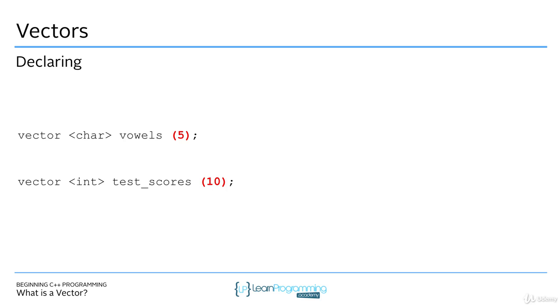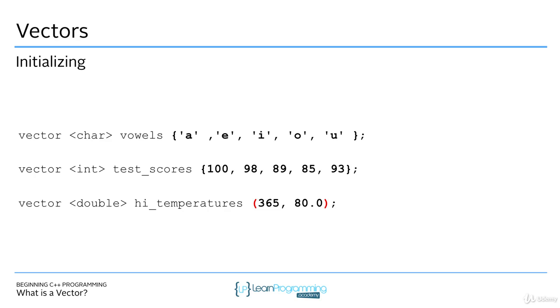We can also use initializer lists as we did with arrays to initialize vector elements. In the first example, we declare and initialize the vowels vector to the characters A, E, I, O, U. Note that there are single quotes around the character literals, not double quotes. In the second example, we declare and initialize a vector named test scores to the integers 100, 98, 89, 85, and 93. In the third example, notice that there are 2 values in the parentheses.